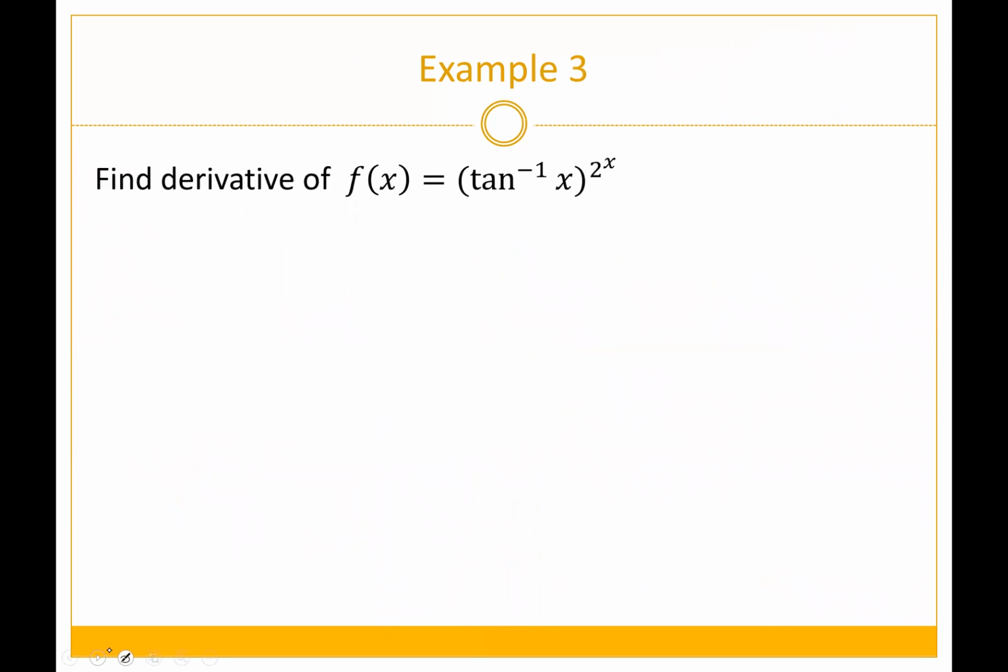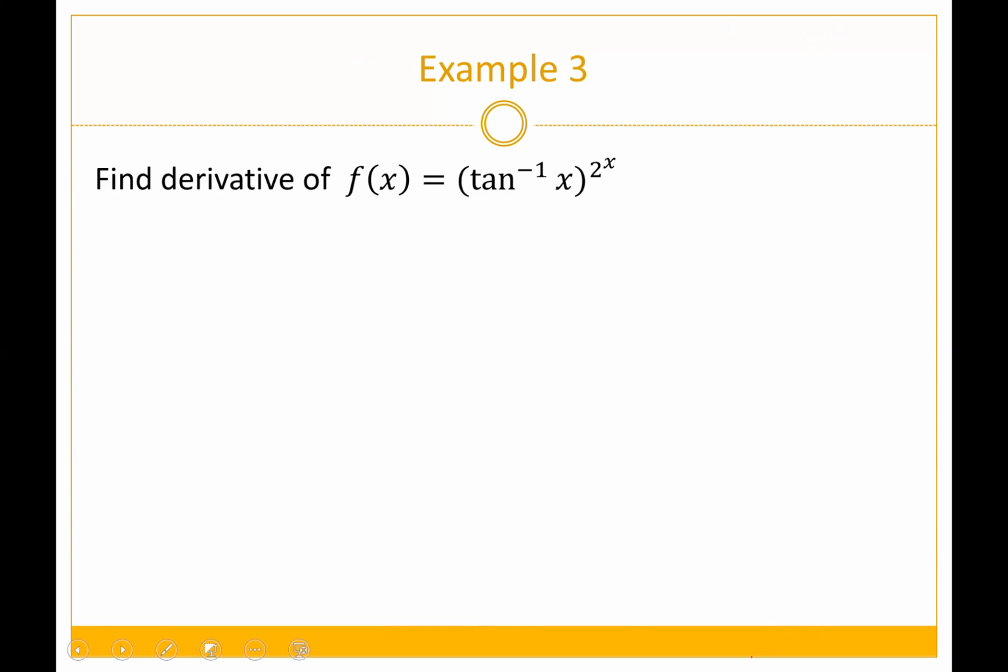So that's example 2. Now example 3 is finding the derivative of f(x), which is equal to inverse tangent of x to the 2 to the x. Now this one is where I want you guys to use logarithmic differentiation in combination with the derivative of an inverse trig function. This is going to make the problem really long and complicated, but it really tests how much you understand the material, because there are only two things that we need to know in this question essentially.